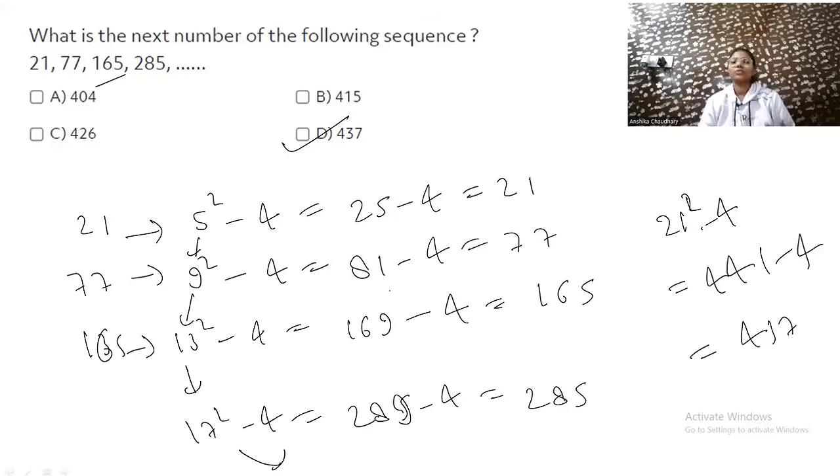Okay, so in number series you have to try for square pattern, you have to try for cubic pattern, or some addition, division, multiplication or subtraction, like that. Okay, so let's move on to the next question.